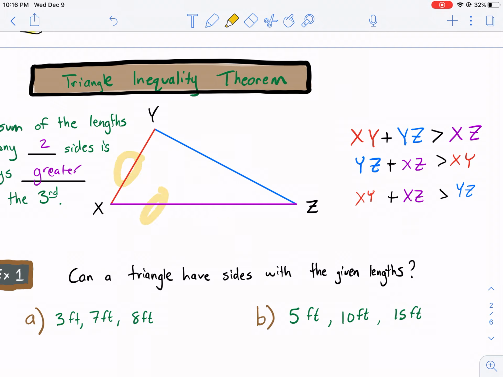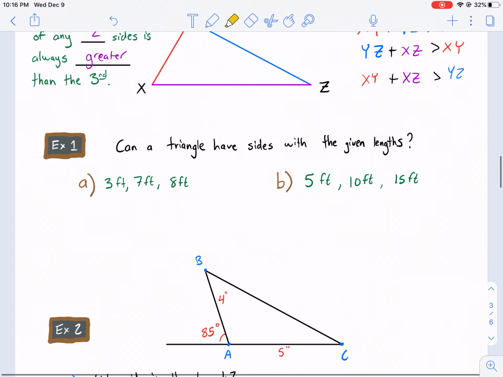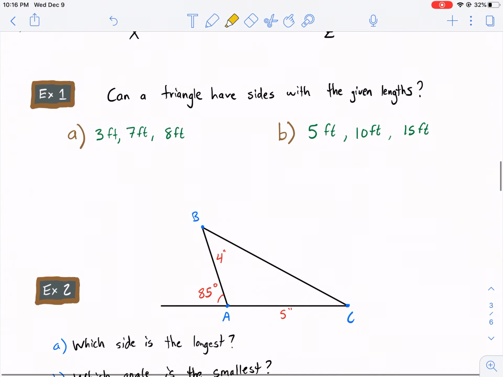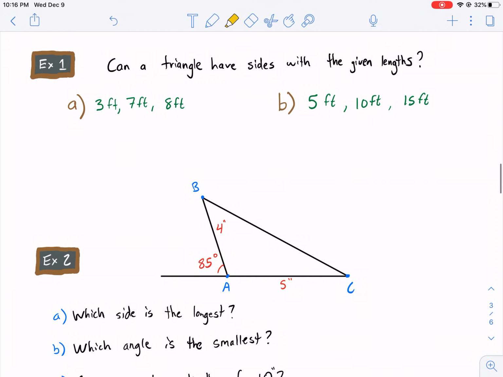These two sides, okay, you get it. It's going to be bigger than this side, you get it. All right, so that's all there is to that one. Now, the way we can apply this is we can figure out if we can form a triangle with certain sides. So let's look at example 1.